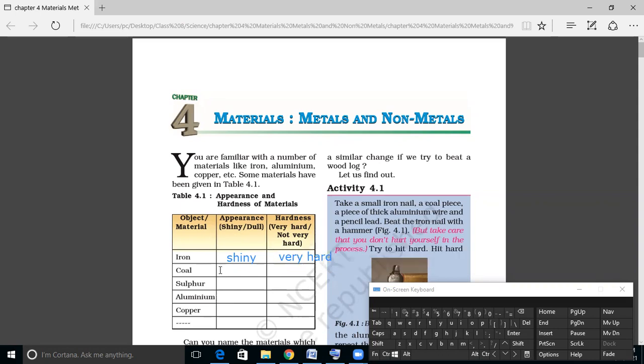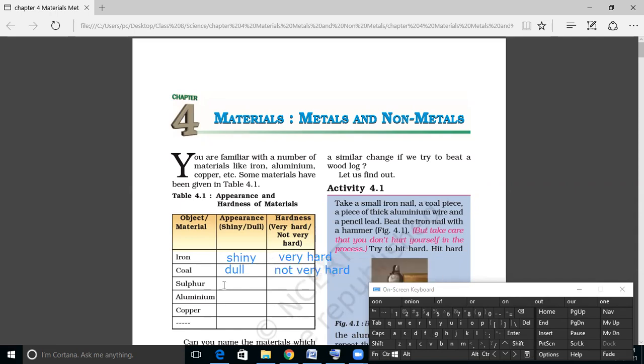Then if we go to coal, now coal is black in color and it is not that shiny also. So I can write it is dull. Now in hardness, no, it is not very hard. Not very hard.